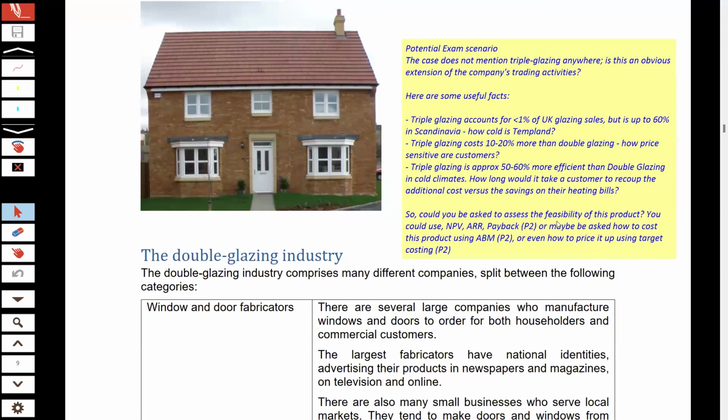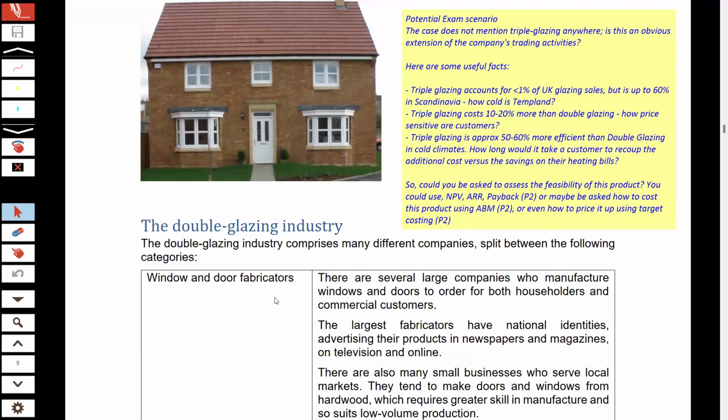Now, we might be asked, therefore, to assess the feasibility of this triple glazed product. So we might be able to consider or think about the pros and cons of using net present values, accounting rate returns, payback, all of these possible investment evaluation techniques, which we might have to discuss the pros and cons of in relation to a specific scenario like this.